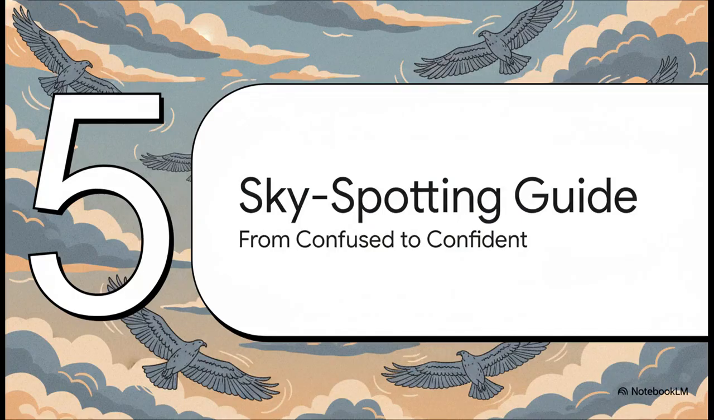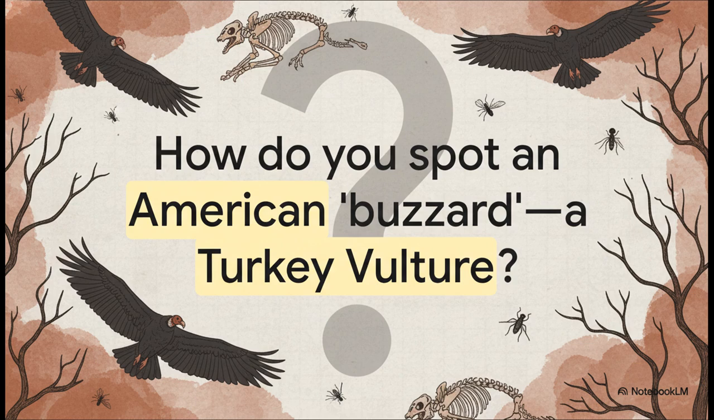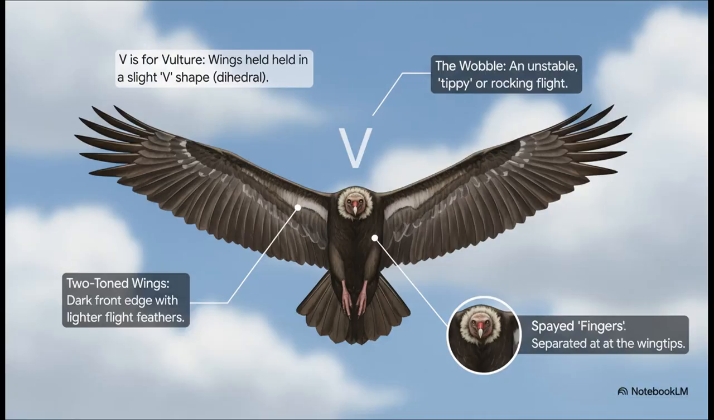Okay, so we've cracked the historical case, and we've uncovered the biological twist. Now for the really fun part. Let's turn you from a confused bystander into a confident, pro-level sky spotter. So the next time you're out and about and you see that big bird soaring, how do you know for sure if you're looking at an American buzzard, a turkey vulture? Well, there are a few dead giveaways. All right, here's your cheat sheet.